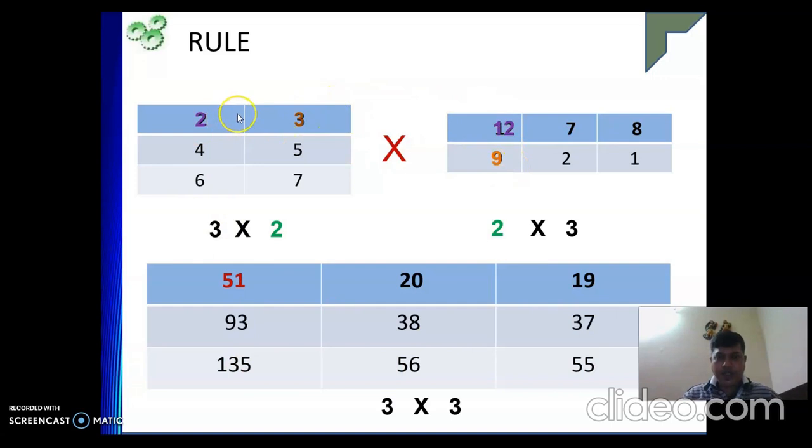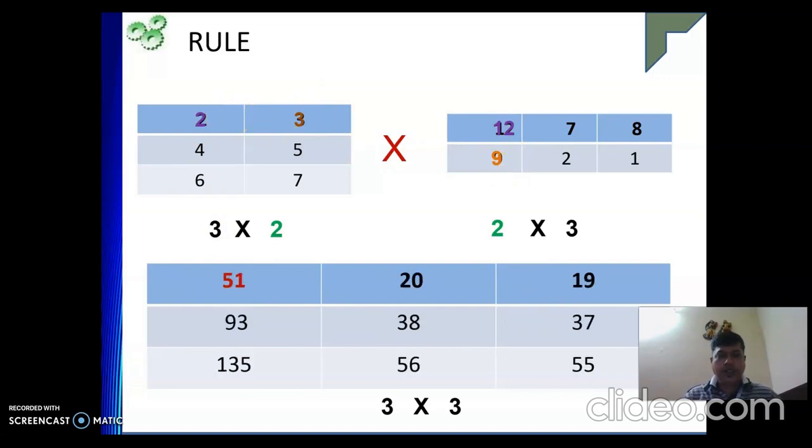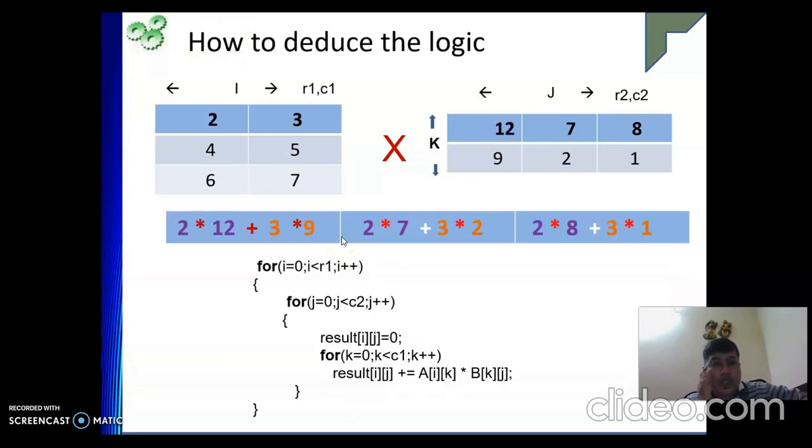So 24 plus 27 is equal to nothing but 51. Okay, so that we have got, right? Now let us understand how we are going to deduce the logic. This is something very, very critical here.